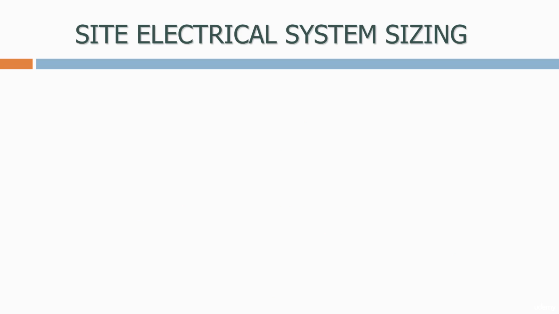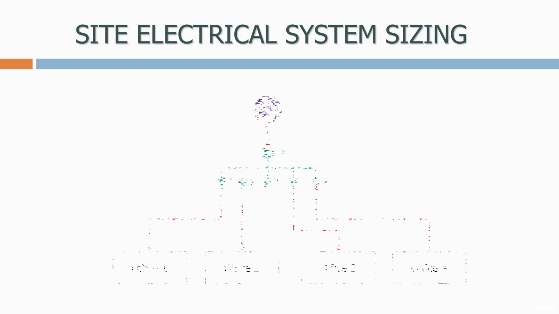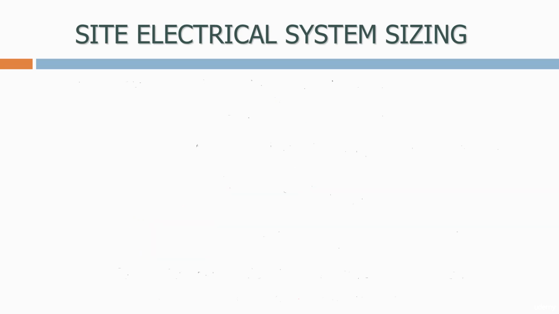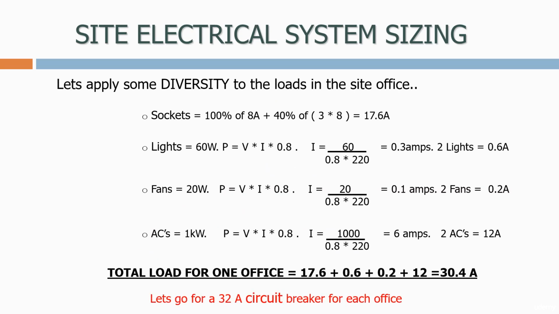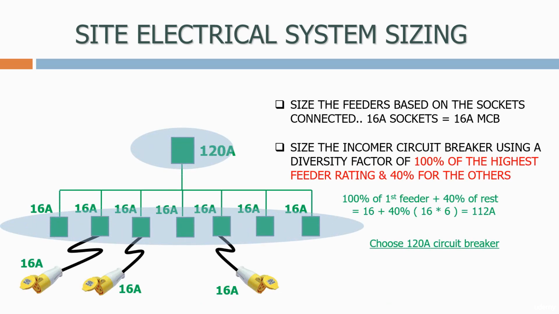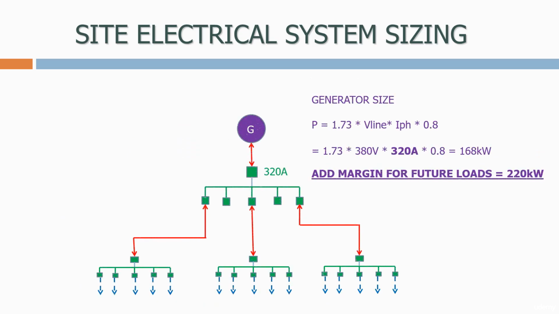In the next section we look at how we size an electrical system, starting off with the circuit breakers. Next we provide a simple methodology for sizing the circuit breakers to feed a typical site office, and also introduce the principle of electrical diversity. We then go on to size the circuit breakers in a main distribution system, before finally looking at how we size a generator.